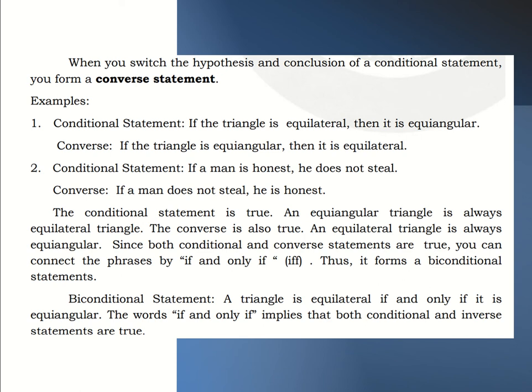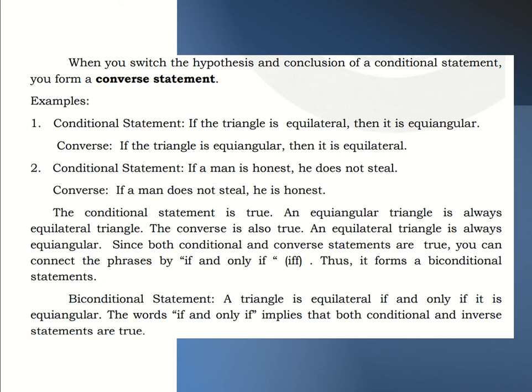The conditional statement is true. An equiangular triangle is always equilateral. The converse is also true. An equilateral triangle is always equiangular. Since both conditional and converse statements are true, you can connect the phrases by if and only if. Thus, it forms a biconditional statement. So now, we're now in biconditional statement.